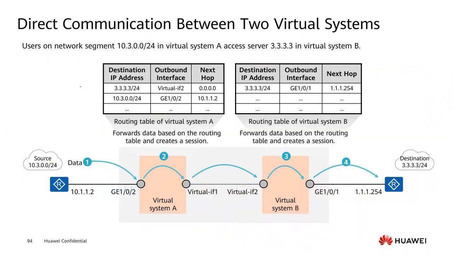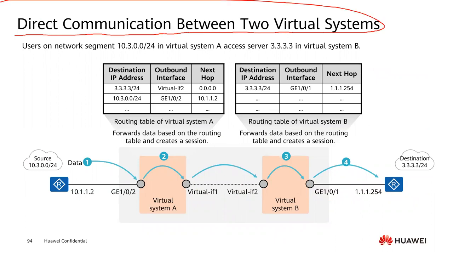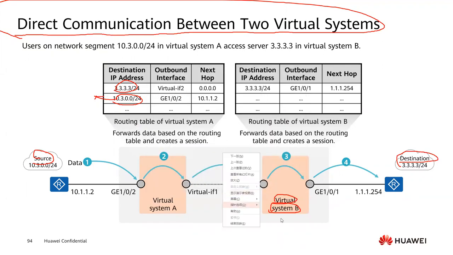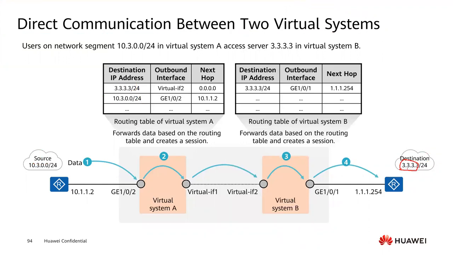So now you should know how communication between two virtual systems works. For example, if the source wants to communicate with the destination, you only need to configure this route. You will find that for virtual system B, you don't need to configure the route designated for this. But if you want the 3.3.3.3 server to initiate communication with the source, you need to configure this route, right? But for virtual system A, this route is not necessary.